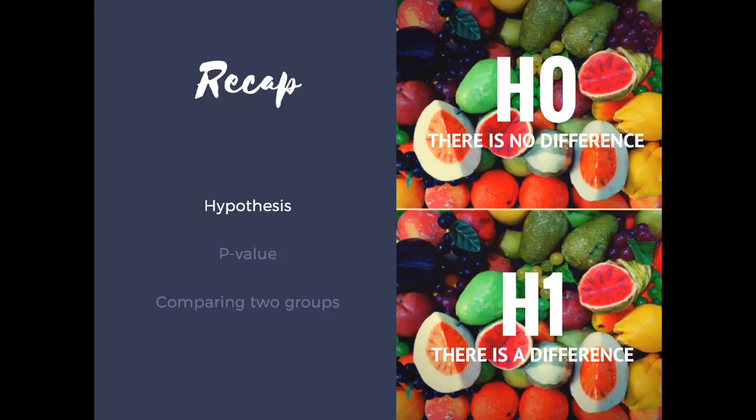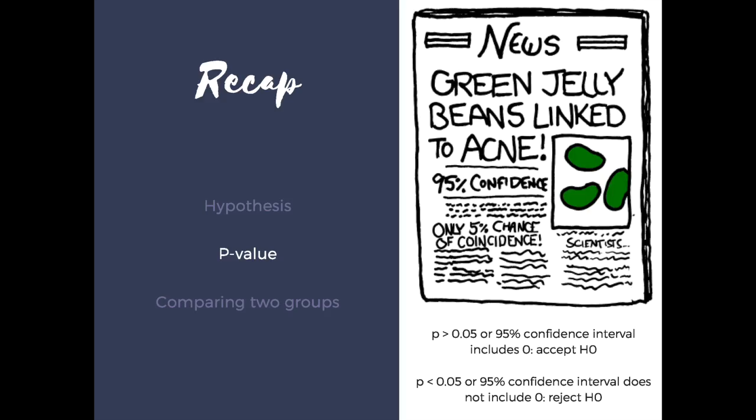The next thing we covered is the p-value. So for the p-value, if it is more than 0.05 or if the 95% confidence interval includes 0, the chance for H0 is statistically possible, and hence we accept the H0. But likewise, if the reverse is true, then we will reject H0.